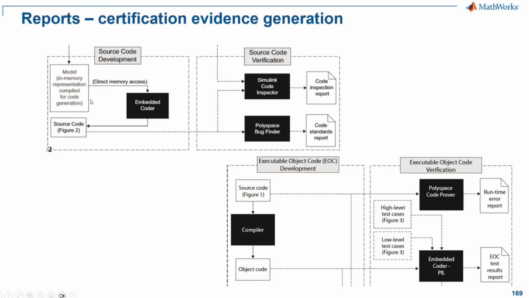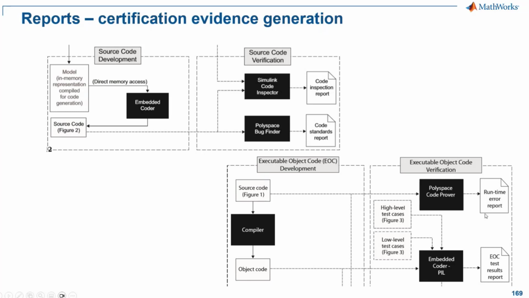So it means that when the workflow looks like this, once you have your model, you work on the model, you use embedded code, or you generate the code, you can use for the source code verification either Simulink Code Inspector, but in our specific case, we are talking about Polyspace. So with Polyspace Bug Finder, you could have the first certification report regarding the coding standard, for example. Now we can also in the second part take the same source code, with compiler, and then using Polyspace Code Prover to have a report regarding the runtime errors.